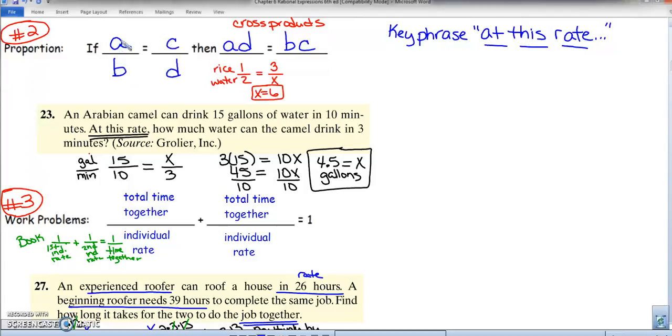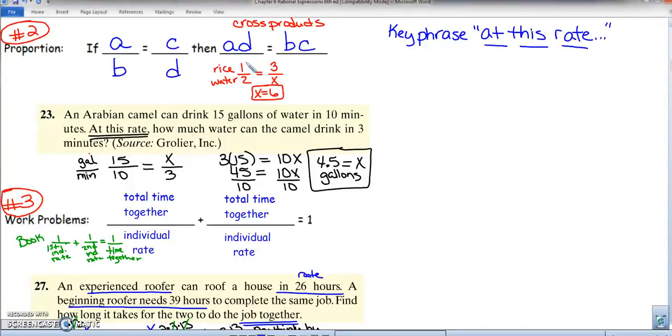So a lot of key phrases that are used in this type of problem are "at this rate." At this rate, this is going on. So what would happen if this was what you had? And so we write the first ratio and then we set it equal to the second one that is presented. Now when you have a proportion, you can find the cross products and they should be equal to each other. So A times D should be equal to B times C.